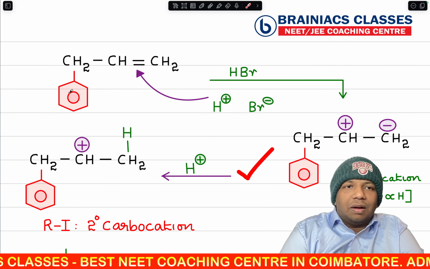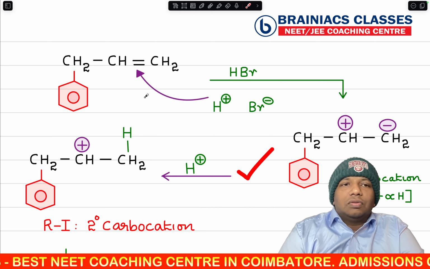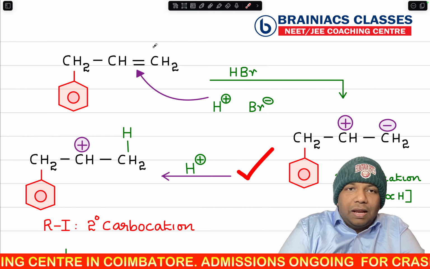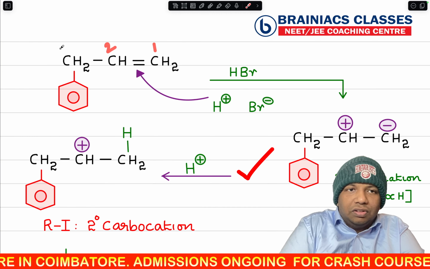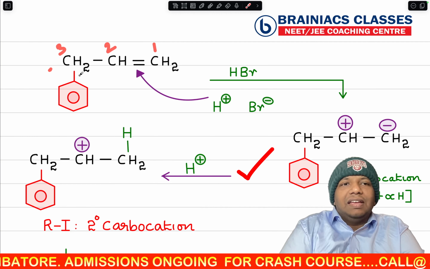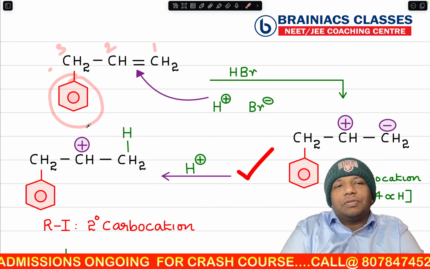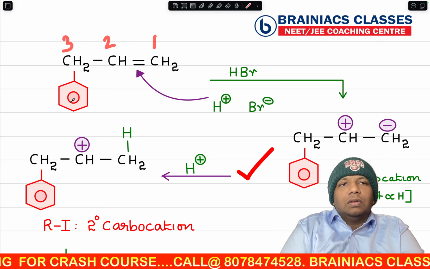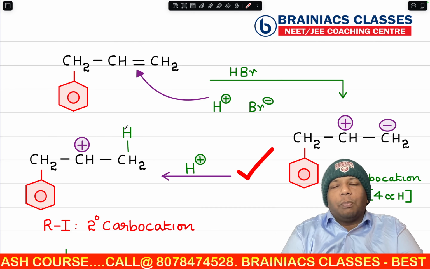Now we have our 1-phenyl propene. So no, sorry, 3-phenyl propene. Why is it called 3-phenyl propene? This is number 1, this is 2, this is 3. Here the phenyl group is behaving like a substituent. That is the reason why numbering comes from left to right. So this is my 3-phenyl propene.